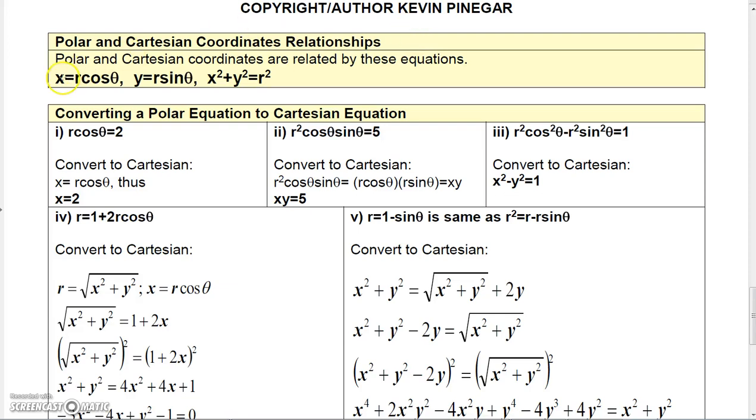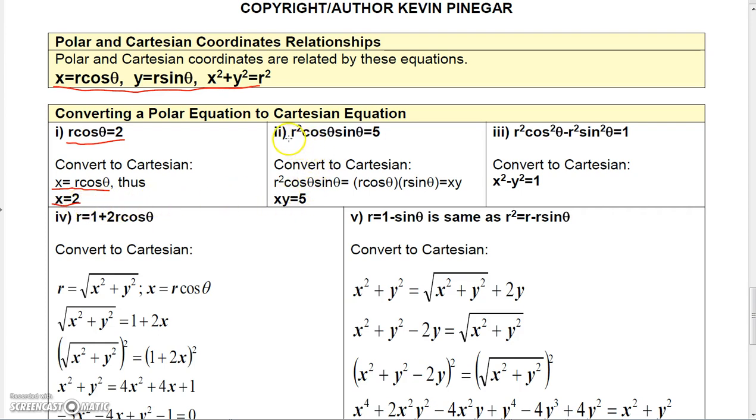Okay, so we can use these three equations and we can convert some polar equations to Cartesian equations. Let's start with r cosine theta equals 2. Well, this is pretty simple because since x equals r cosine theta, then x just equals 2. So that's just the vertical line x equals 2.